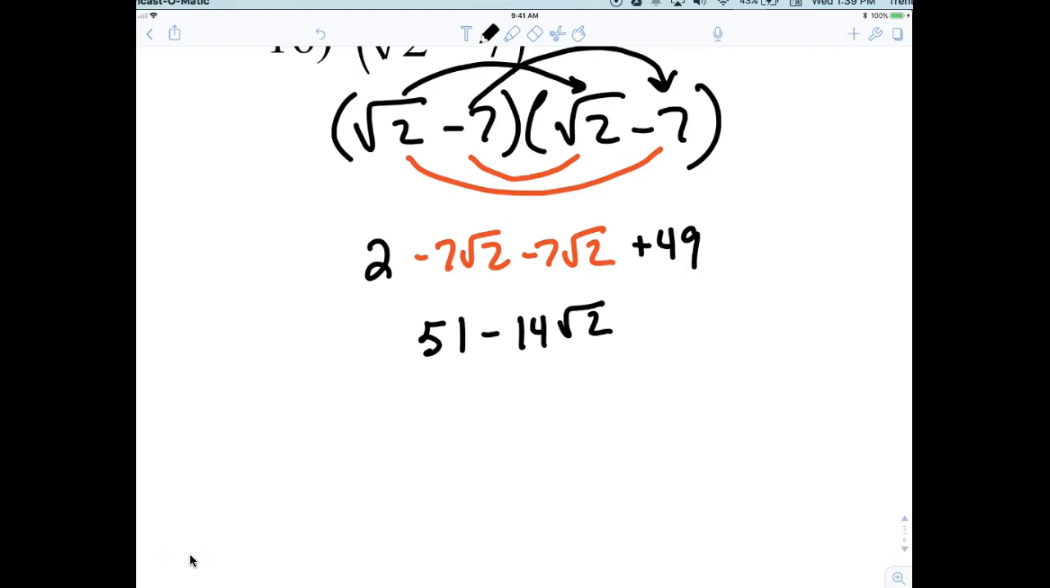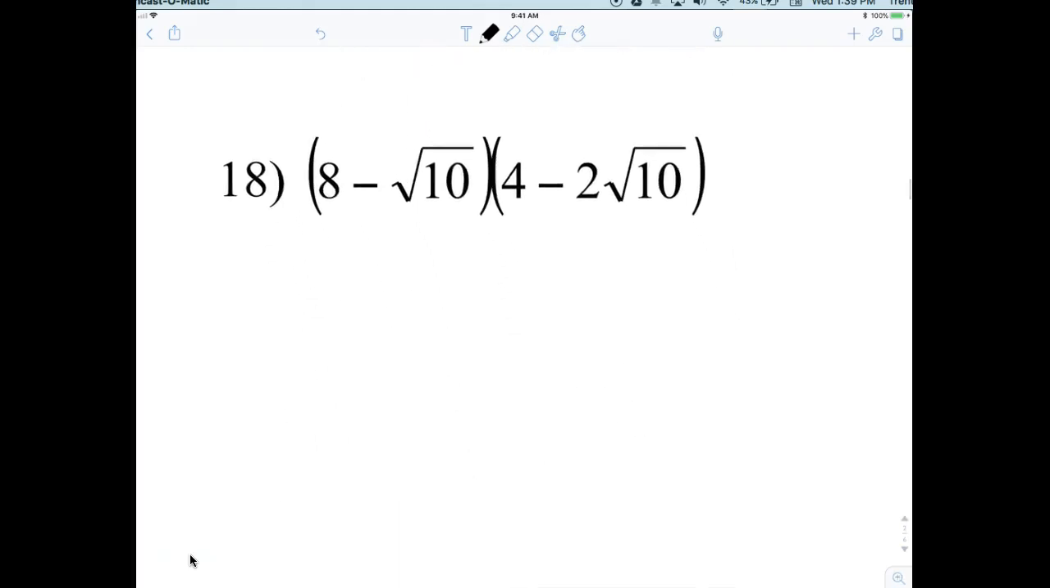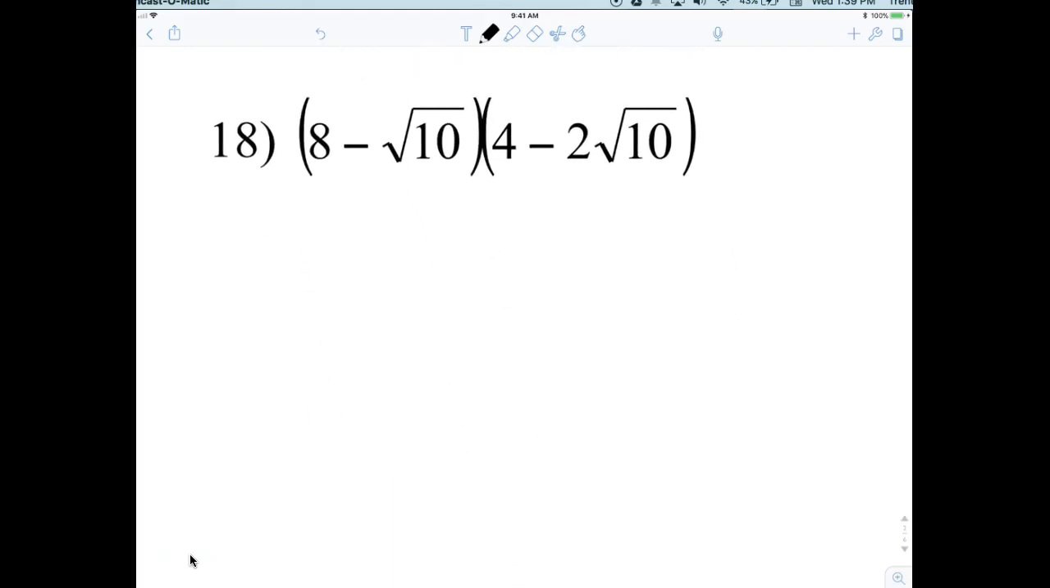All right? Here we go. 18. Another good problem. 8 times 4? 32. What is this? Negative 4 radical 10? So again, you're practicing putting numbers in your head. Negative 4 radical 10, negative 16 radical 10 gives me negative 20 radical 10.